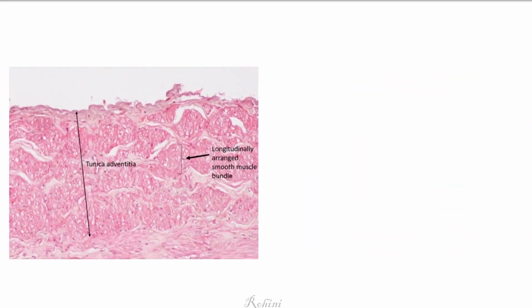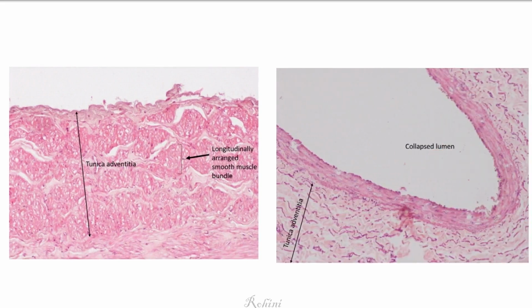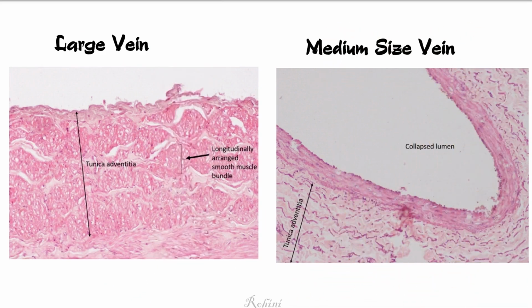Veins have tunica adventitia as the largest layer. In the large vein we can identify the bundles of longitudinally arranged smooth muscles which assist in the propulsion of blood. The collapsed lumen of the medium-sized vein stands out here.